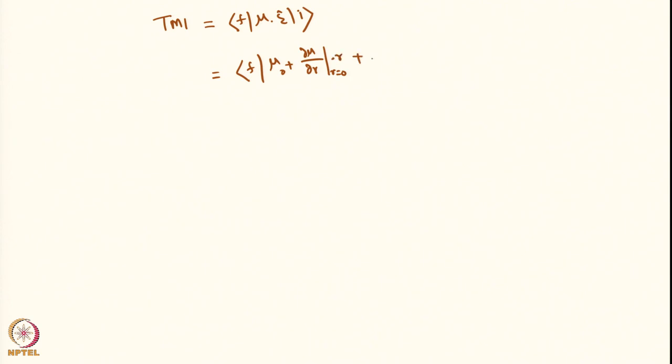Now, let us go back to the transition moment integral. The transition moment integral is given by the integral of the final state, mu dot epsilon, the initial state. Now, your mu itself is written as mu naught plus d mu by dr at r equal to 0 into r, plus 1 over 2 d square mu by dr square evaluated at R naught into r square, plus etcetera, the whole thing times epsilon dot I.